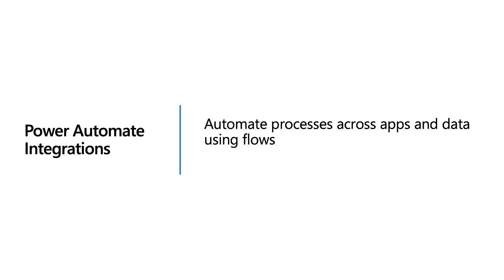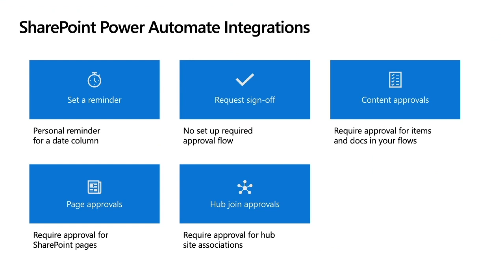So let's look at the Power Automate integrations in SharePoint, mainly for automating processes across apps and data. We have several features with Power Automate in SharePoint. We have out-of-the-box flows that help you create personal reminders for a date column in your list or library. We also have a very simple approval workflow called Request sign-off that any user can use in SharePoint. And then we also have content approval support for those scenarios that require governance when you think about the approval lifecycle for documents or list items.